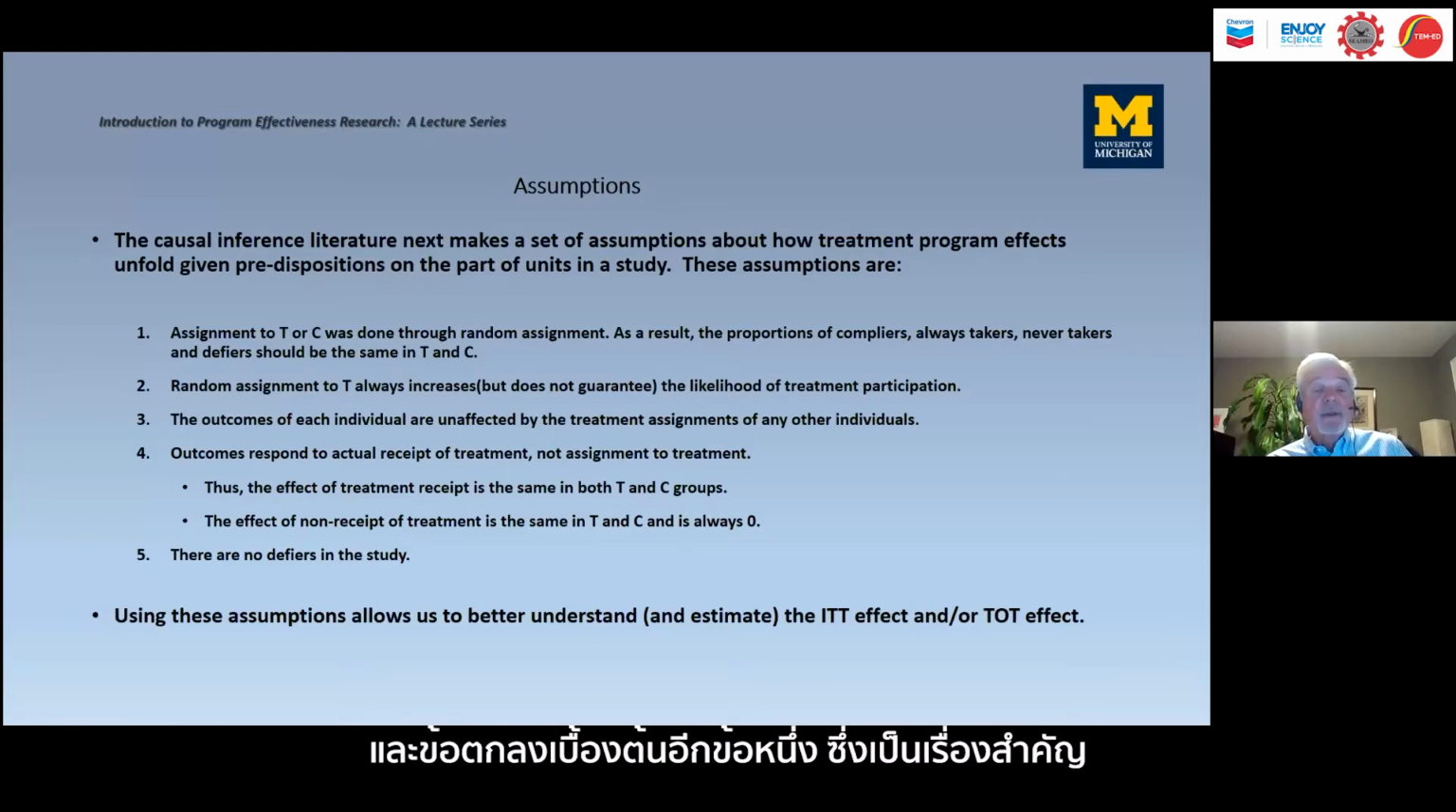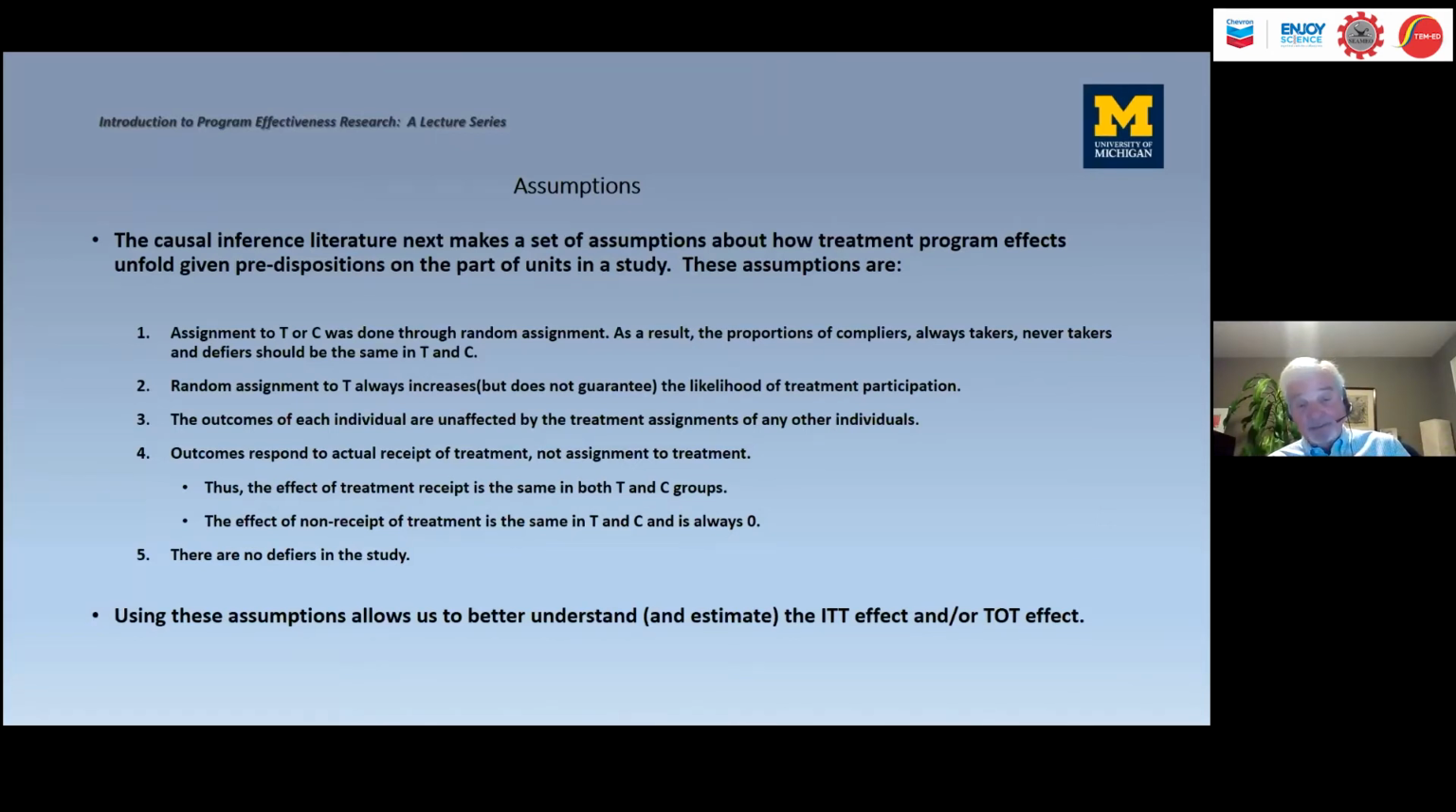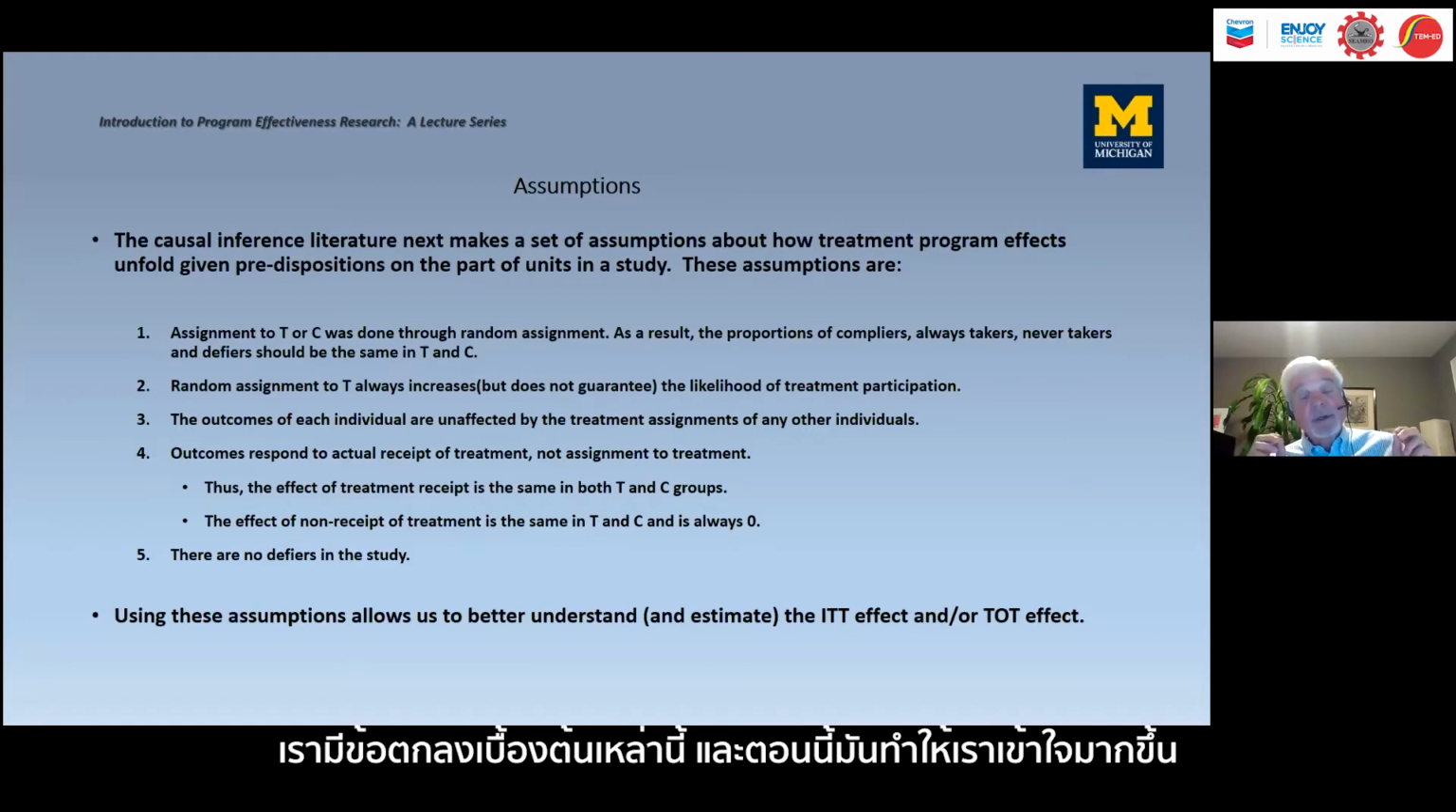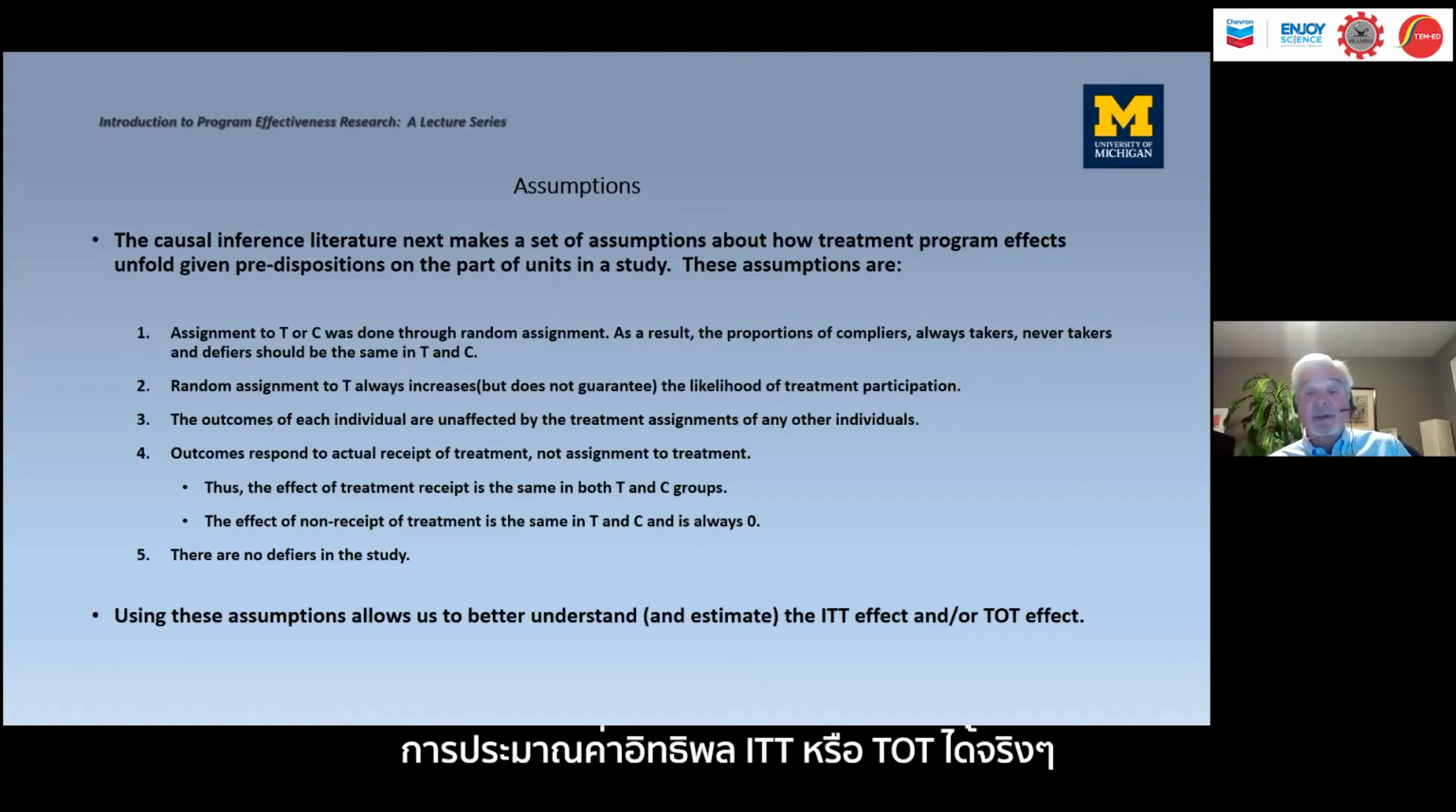And the other assumption, which is an important one, kind of an exclusion restriction, is that there are no defiers assumed to be in any study. So we have these assumptions, and now this allows us to better understand, and as we're going to see in a moment, to actually estimate an ITT or a TOT effect.